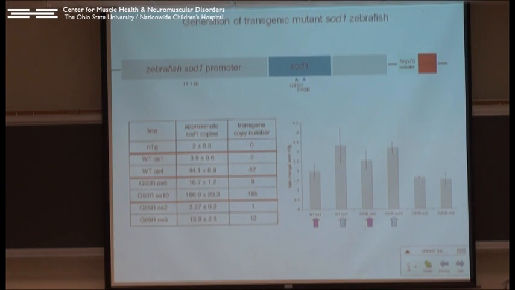So we overexpressed both. We made transgenics expressing mutant SOD, and then the same kind of transgenic expressing wild type SOD. So we had high copy number with wild type and then a lower copy number for protein level with wild type as well.